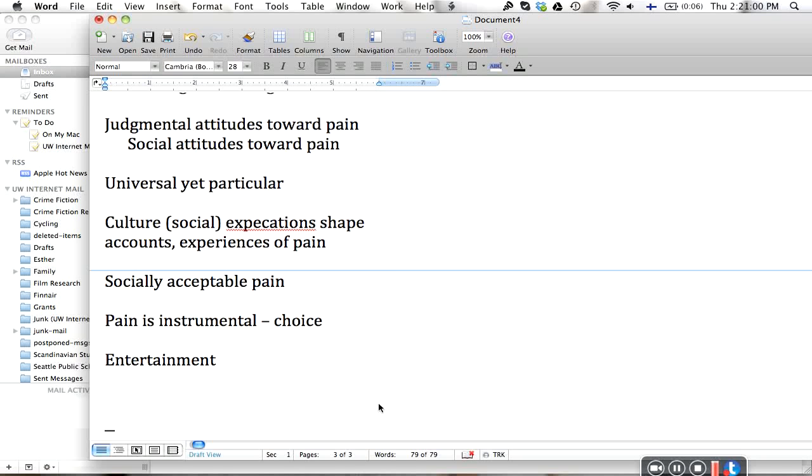On the one hand, it's riveting and we pay attention to it, and on the other hand, it raises these questions about who can experience pain, how can they experience it, is it legitimate, and so forth. So let's take a break here, and then in the second part we'll talk a little bit more about some episodes and examples from the novel.